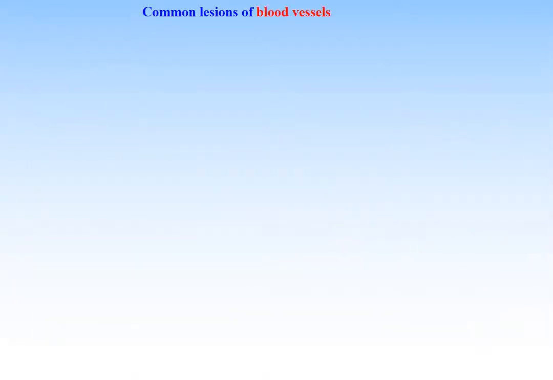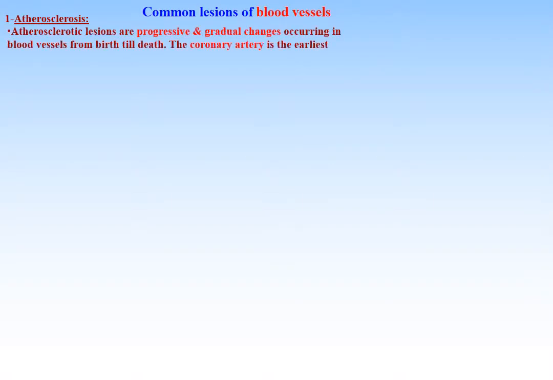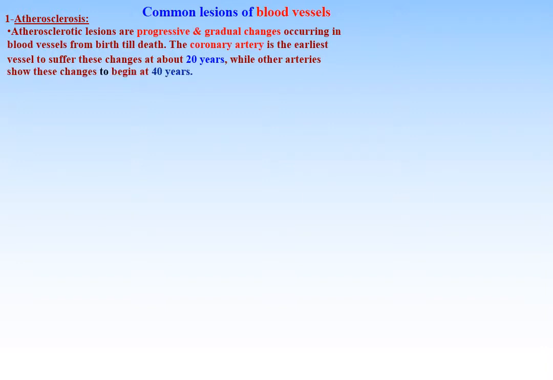Common lesions of blood vessels. Atherosclerosis: atherosclerotic lesions are progressive and gradual changes occurring in the blood vessels from birth till death. The coronary artery is the earliest vessel to suffer these changes, at about 20 years, while in other arteries such changes begin at 40 years.